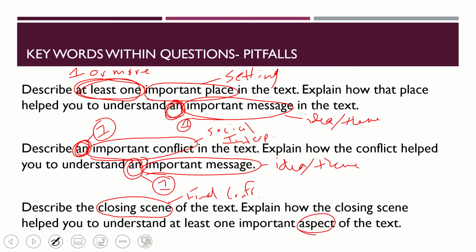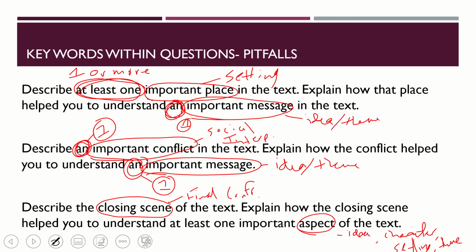Explain how the closing scene helped you to understand at least one important aspect. Now, aspect is a really vague word, okay? So that could mean idea, it could mean character, it could mean a setting, it could mean a theme, anything, okay? So aspect is actually quite a broad word.